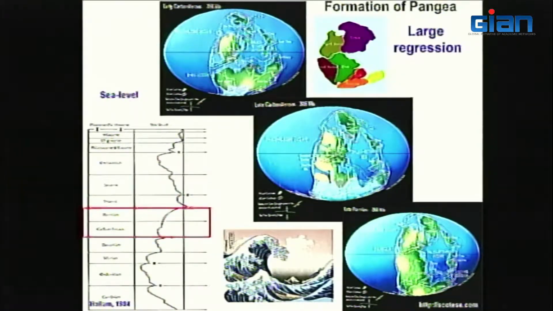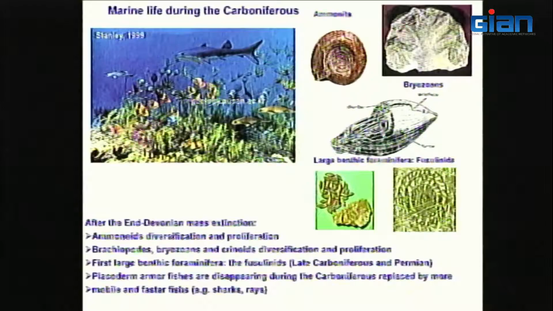How was life during the Carboniferous? Okay, first life in the sea. After the end mass extinction of the Devonian, you have a huge ammonite diversification and proliferation, brachiopods, bryozoans, crinoids, well, very diverse.